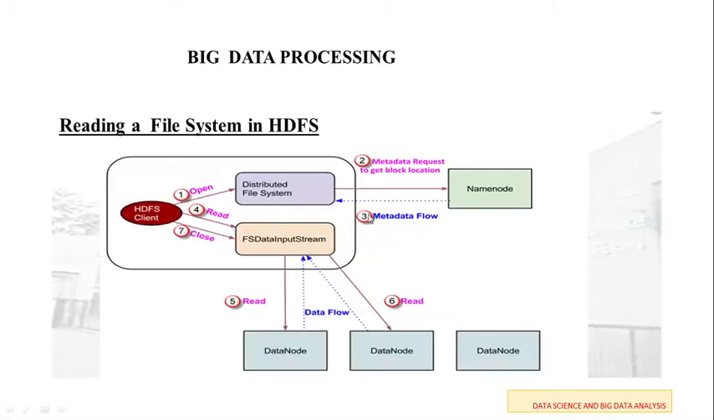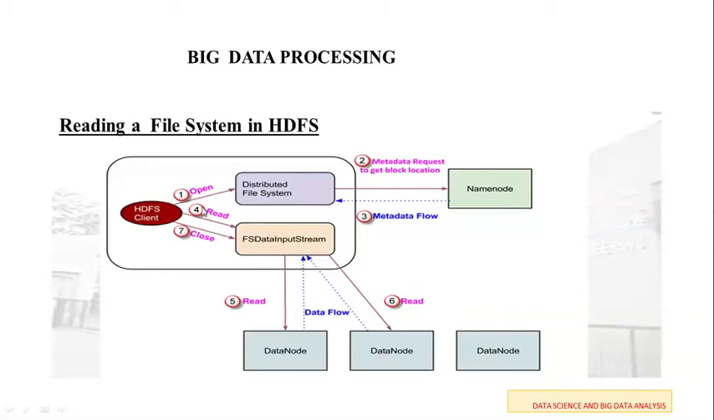Next is the third step, that is the metadata flow. This metadata is received from the name node. So in this third step, in response to this metadata request, the address of the data node having a copy of that block is written back. So in the third step, the address of that particular data node will be written back to the client.